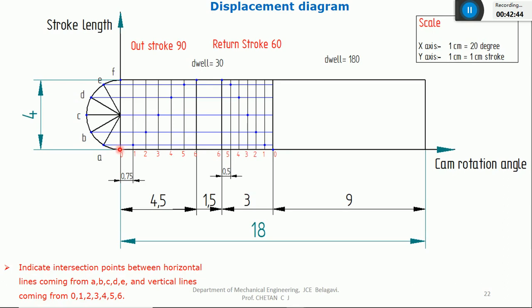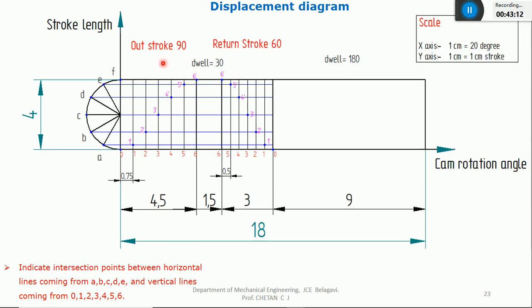So first I'll note down the points: the intersection points between the horizontal lines and the vertical lines. First horizontal line and the first vertical line. Second horizontal line and the second vertical line. Third one and the third one. So after that I'll give the naming. Since it is corresponding to the first vertical line, I'll indicate this as 1 dash. So this is 2 dash, 3 dash, 4 dash, 5 dash, and 6 dash.